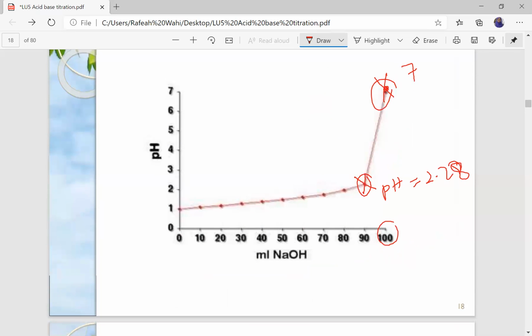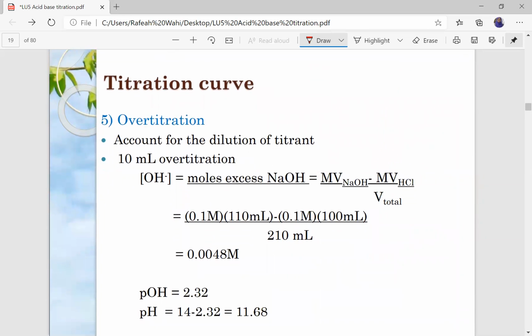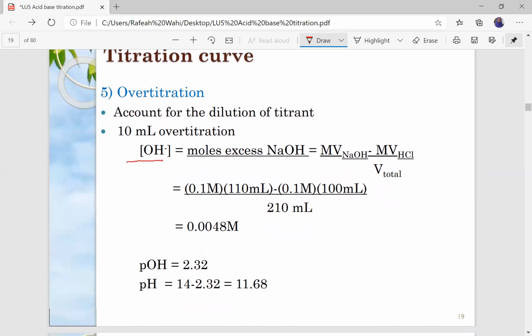Now, what happens if we continue adding titrant into our analyte past the equivalence point? The pH would become basic. What we have is an excess of hydroxide ion, because we keep adding NaOH into our analyte. This is also called over titration. Over titration is when the titration continues past the equivalence point. So what happens if we have 10 ml of over titration?